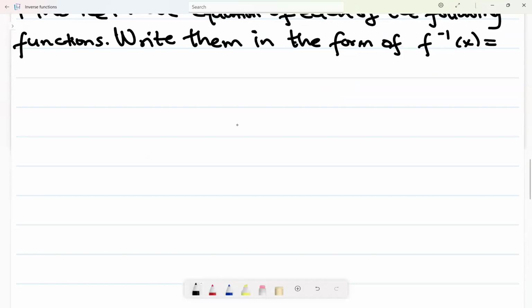Now let's have number one. Let's have f of x is equal to 4x minus 5. Let me write that for x to be clear for us. On number two, I want us to have basic things.